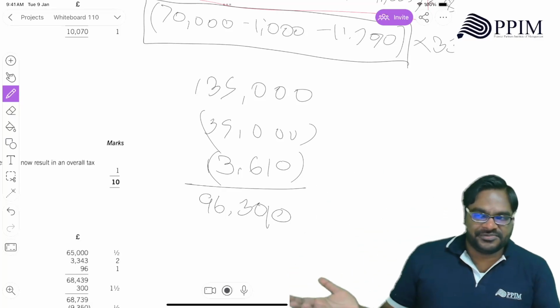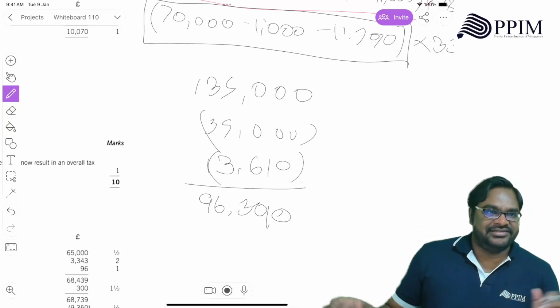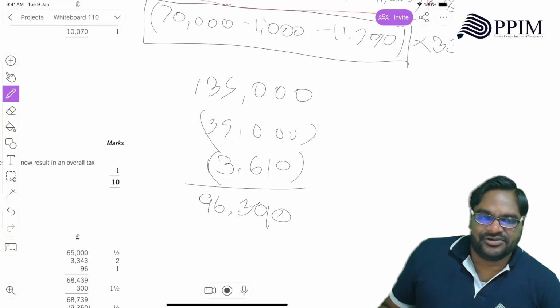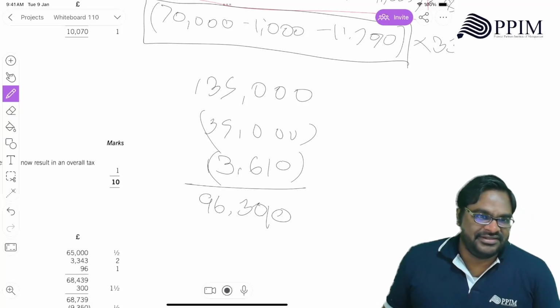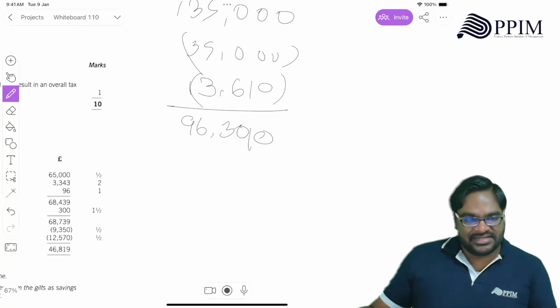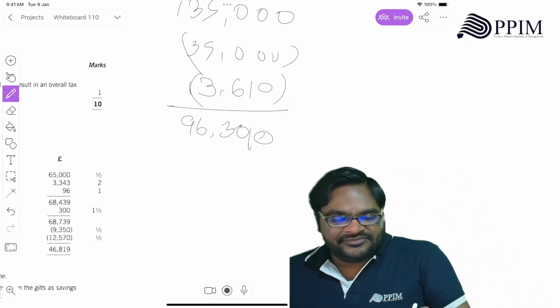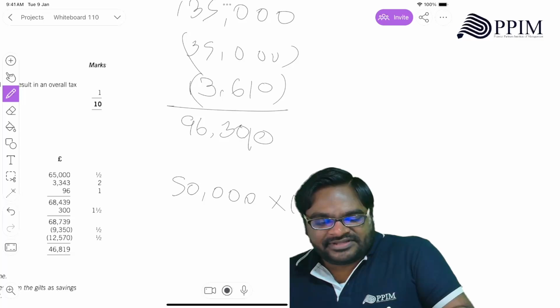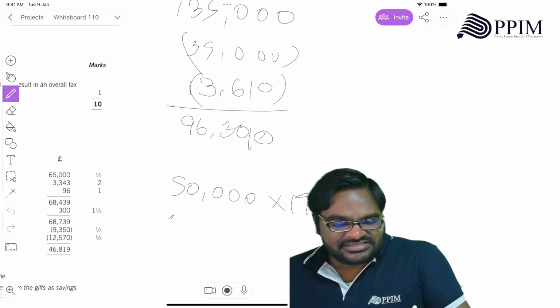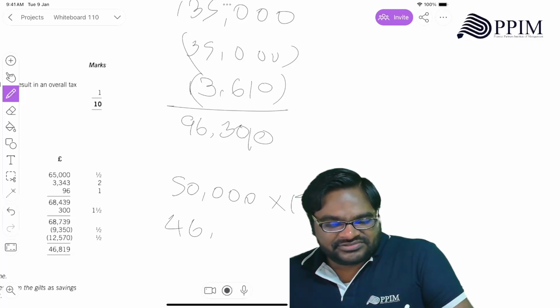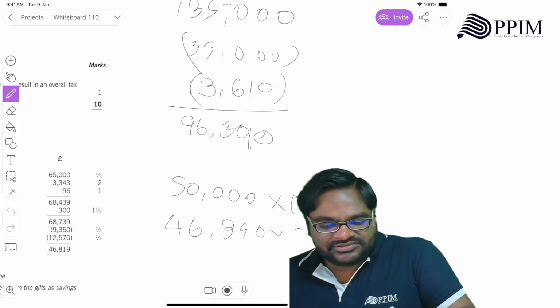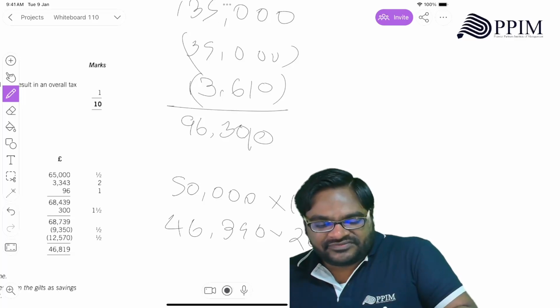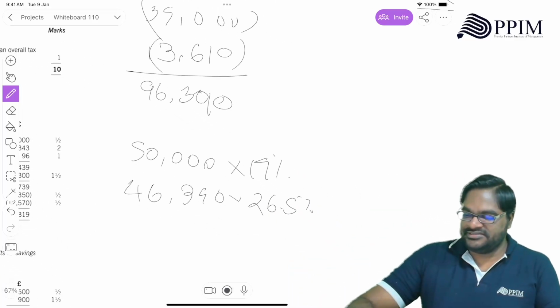Now you have two options. Either you can use the marginal relief method or the effective marginal rate method. So let's do it based on the effective marginal rate method. Up to 50,000, you are going to multiply at 19%. Then the balance 46,390 into 26.5%. So what are the amounts you are getting here?